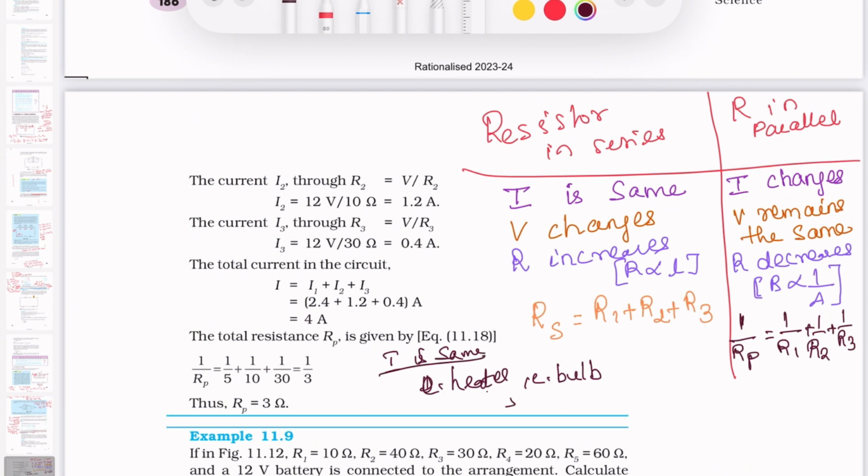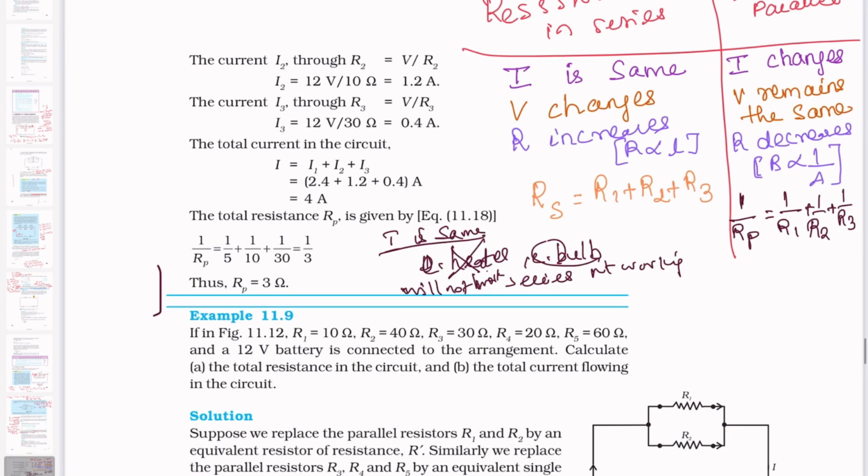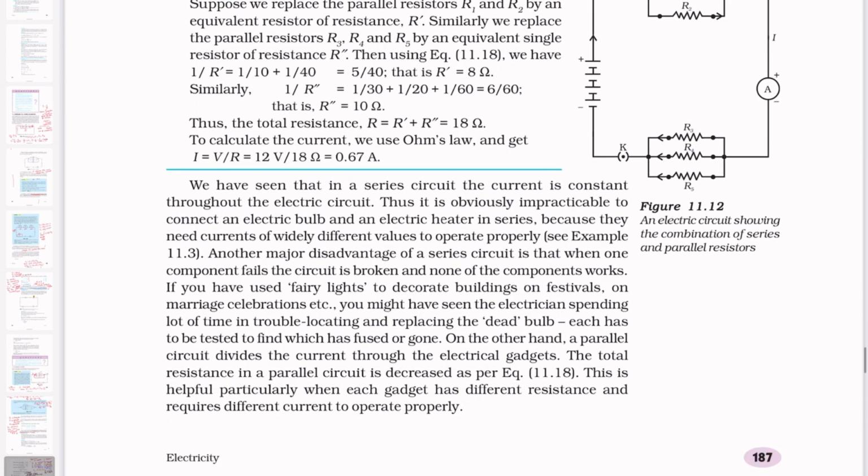When I connect them in series, what happens if the bulb is not working? Since it is a series connection, my electric heater also will not work. So that is the reason when you look at fairy lights, when one light is not glowing, it becomes difficult for the repair person to identify which light is faulty. It is very difficult for them to locate the broken place. So that is what is given in this para.